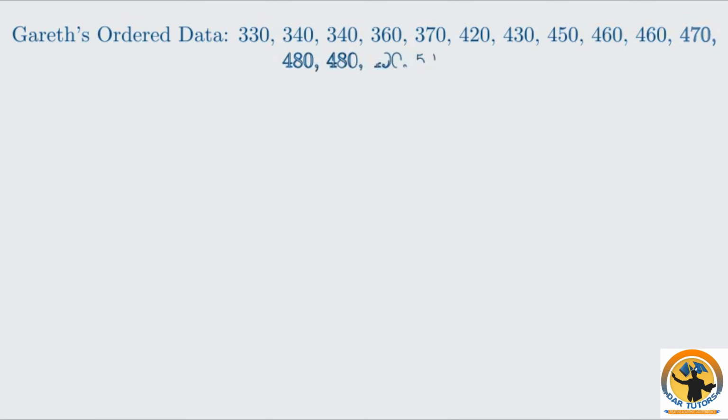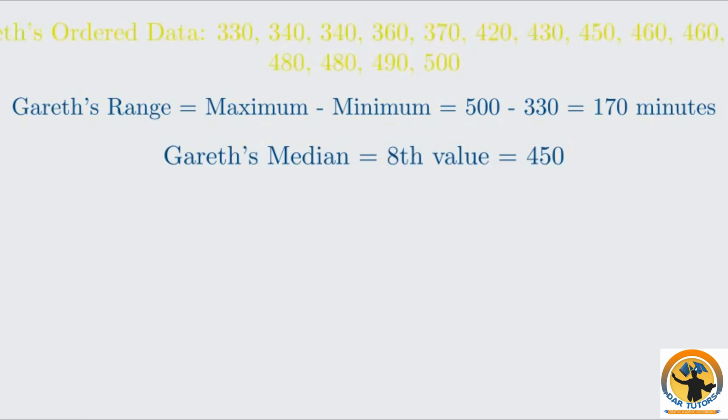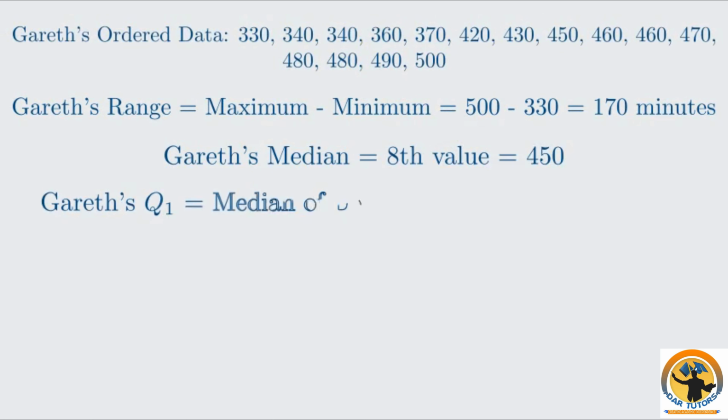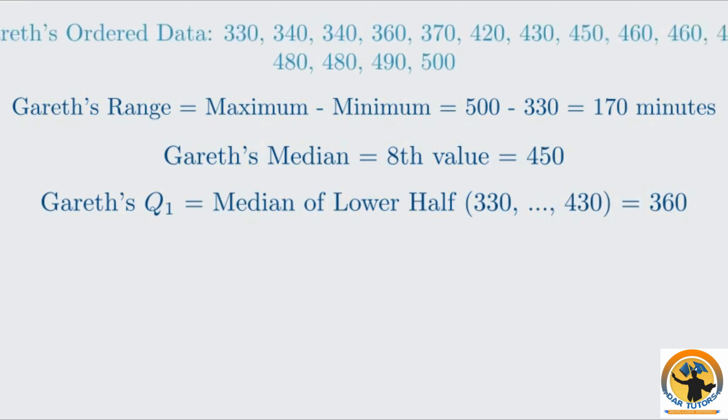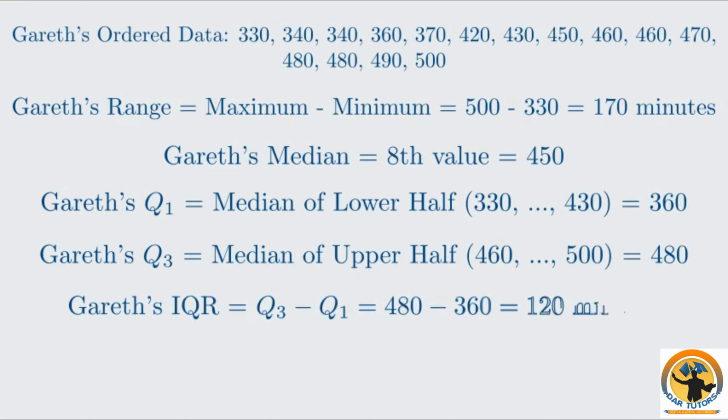Now let's do the same for Gareth. Here is Gareth's ordered data. There are no obvious outliers here. Gareth's range is 500 minus 330, which is 170 minutes. His median is also the 8th value, which is 450. His Q1 is 360 and his Q3 is 480. His IQR is 480 minus 360, which is 20 minutes.